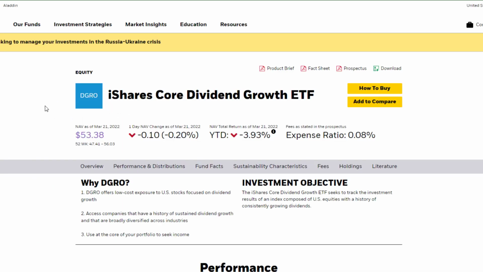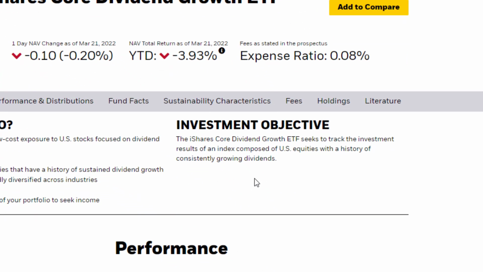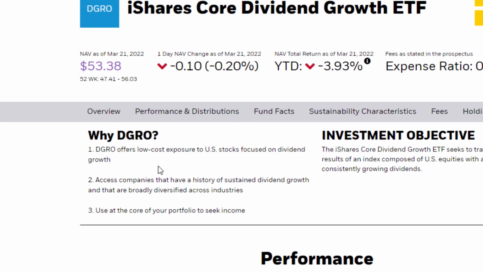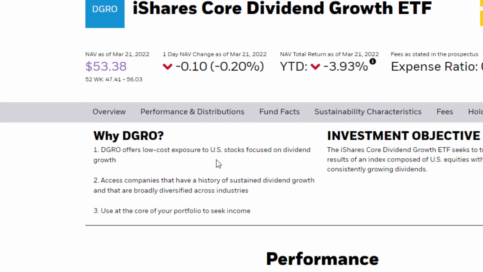Over on iShares website, the iShares DGRO page, it is their Core Dividend Growth ETF. Their investment objective is to track the investment results of an index composed of U.S. equities with a history of consistently growing dividends. So very similar to SCHD. DGRO offers low-cost exposure to U.S. stocks focused on dividend growth. They access companies that have a history of sustained dividend growth and that are broadly diversified across industries. Use it at the core of your portfolio to seek income.